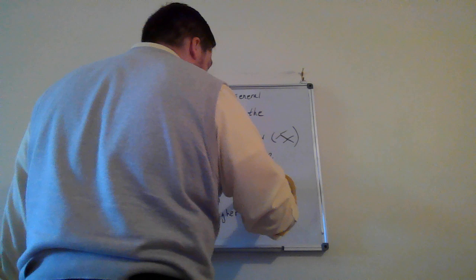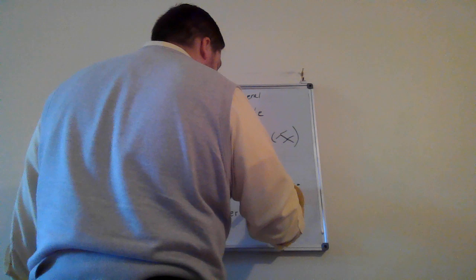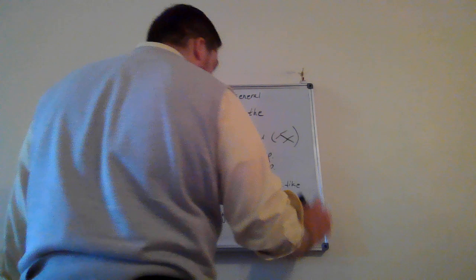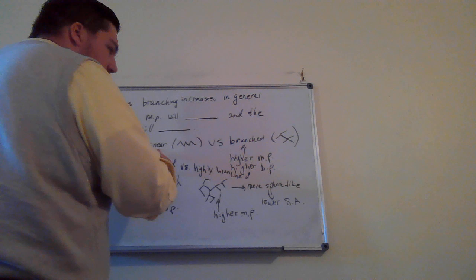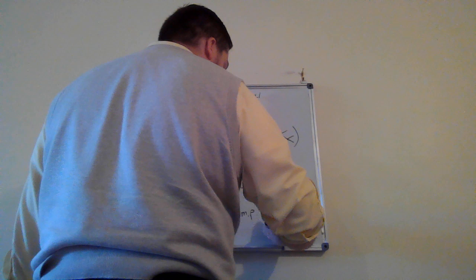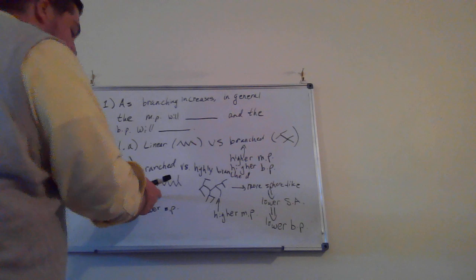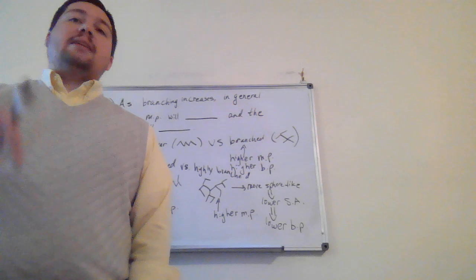More sphere-like implies lower surface area. But because we have lower surface area, we have a lower boiling point. So that implies lower boiling point. This one will have a higher surface area because it will be less sphere-like. Because it is less sphere-like, it is going to have a higher boiling point.